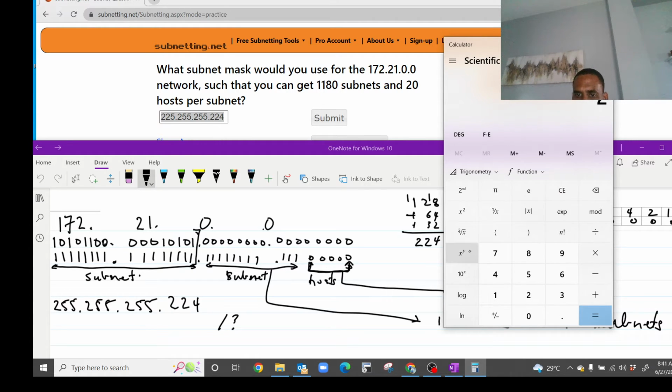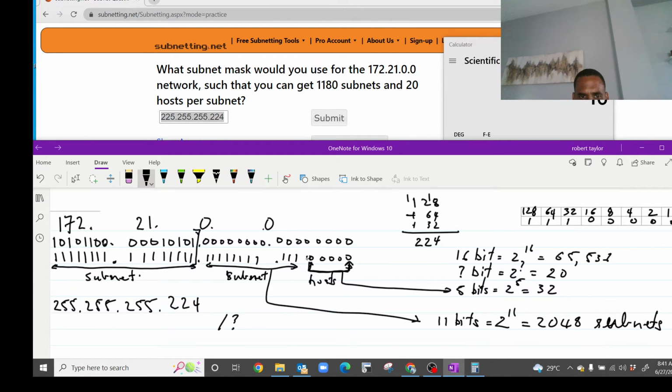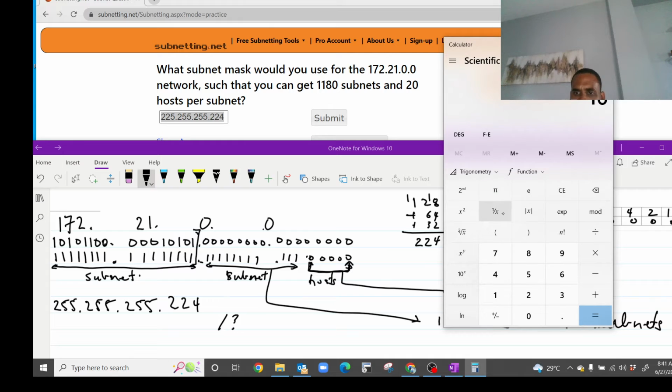Clear. 2 raised to the power of 5 would give us 32 subnets. And if we had done 2 raised to the power of 4, we would have gotten 16 subnets. So we need to steal, or reserve, 5 bits for our host. And then we would have been left with 8 and 3. So these 3 plus these 8 would have left us with 11. So we said 11 bits for the subnet, sorry.